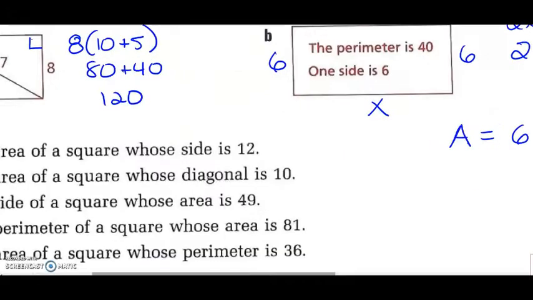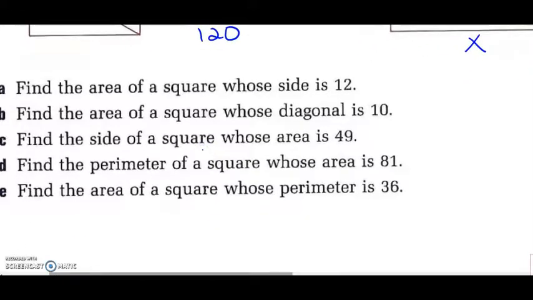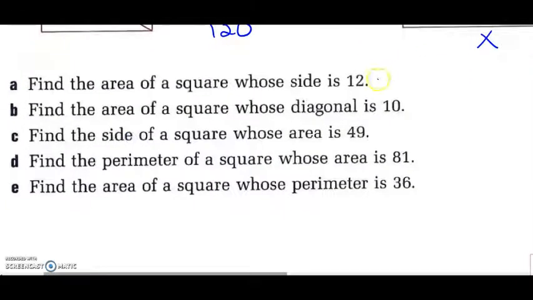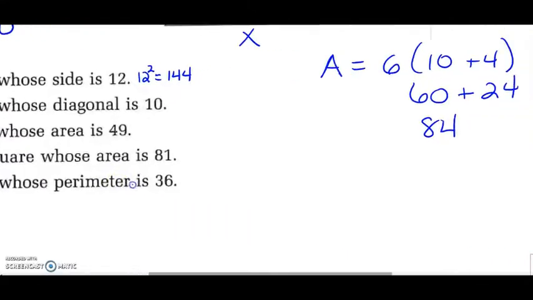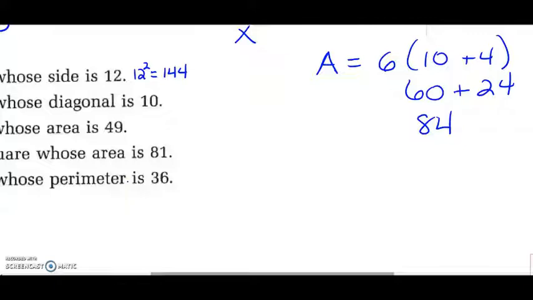Zooming in just a little bit here. Find the area of a square whose side is 12. 12 squared is 144. Find the area of a square whose diagonal is 10. I'm going to need a little more room for this.